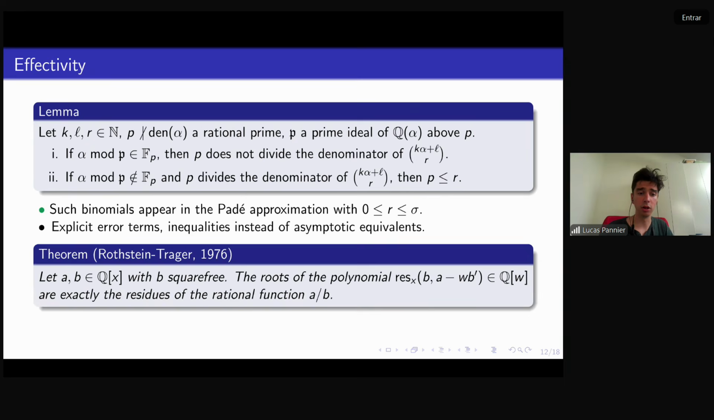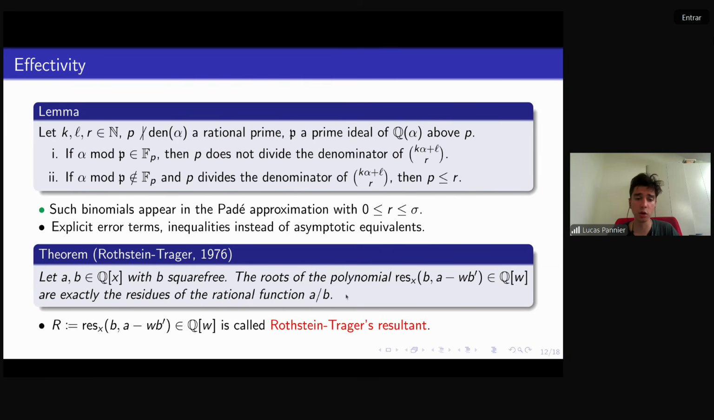And let me now state another theorem. I told you before that to make the link between Honda's theorem and Kronecker's theorem, we needed a polynomial that annihilates all the residues of a rational function. Well, if we assume that A and B are two polynomials and B is square-free, then we can construct a polynomial, which is exactly this one, whose roots are exactly the residues of the rational function A over B. This is known as the Rothstein-Trager polynomial.